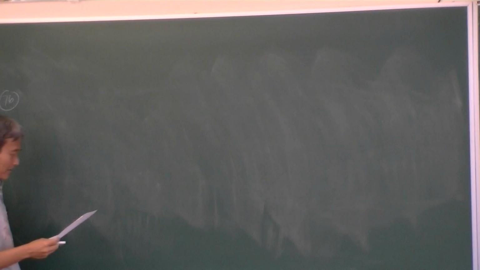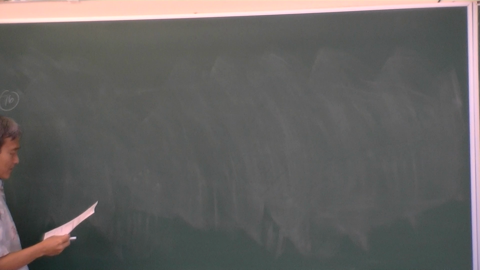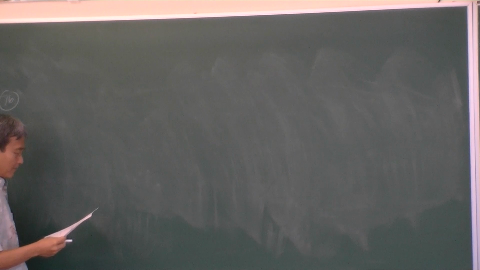A particle moves along the x-axis so that at any time t, its velocity is given by that. What is the acceleration of the particle at time equal 4? Are you joking me?